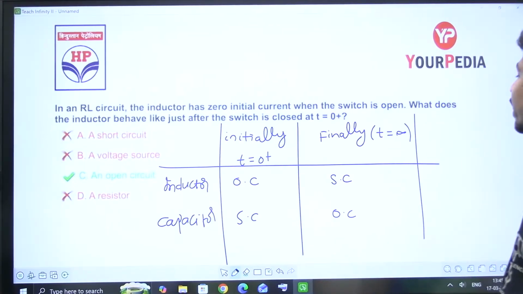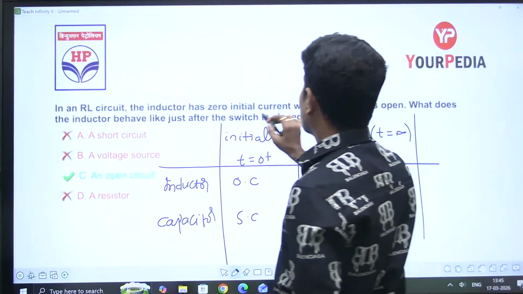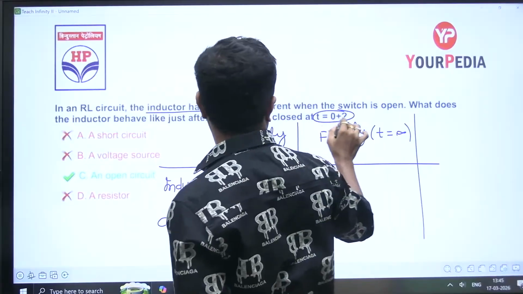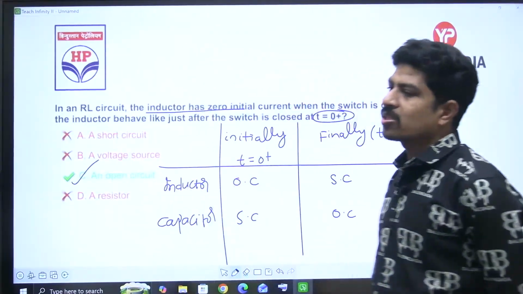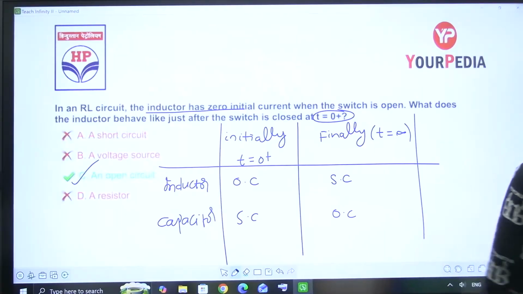So he's asking at t is equal to 0 plus, the inductor behaves as an open circuit. Open circuit. Please remember this table. A small table I provided there. Please use that table.